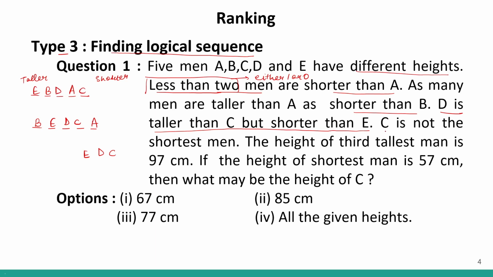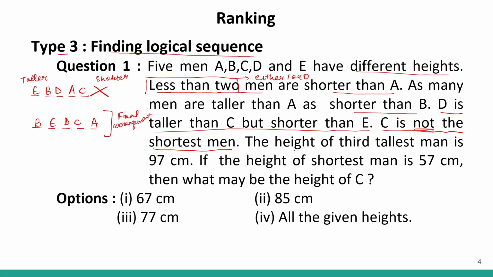Now it is given to us that C is not the shortest man. That means this possibility is wrong because in this possibility C is the shortest. So this one is the final arrangement. Clear? This one is the final arrangement.